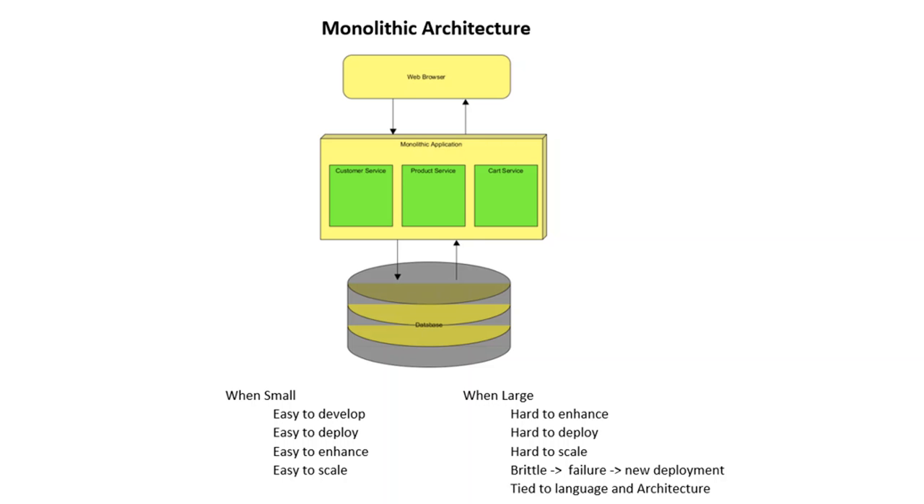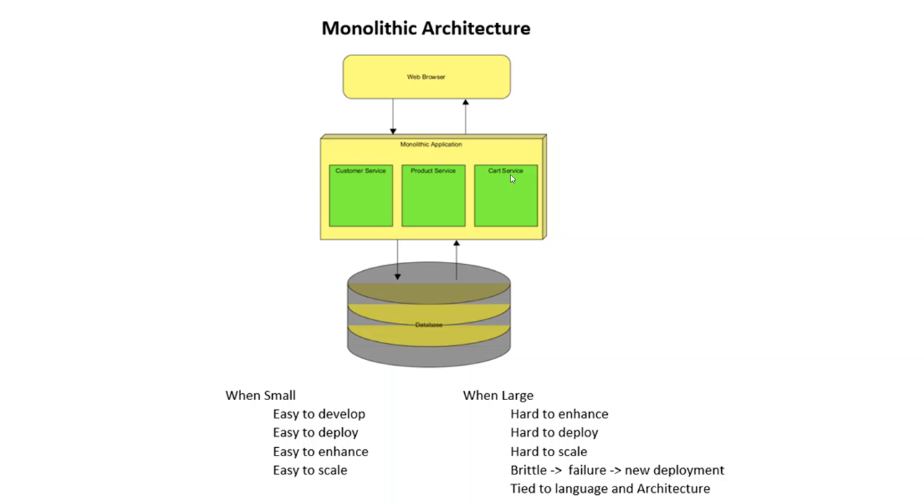Today I'm going to be speaking about monolithic architecture versus microservices architecture. On the screen right now, I have a picture of a typical monolithic architecture for a web application. The user will use the web browser to access this, and then it will be forwarded to a web address, which will be hosting a customer service, a product service, and a cart service in this example.